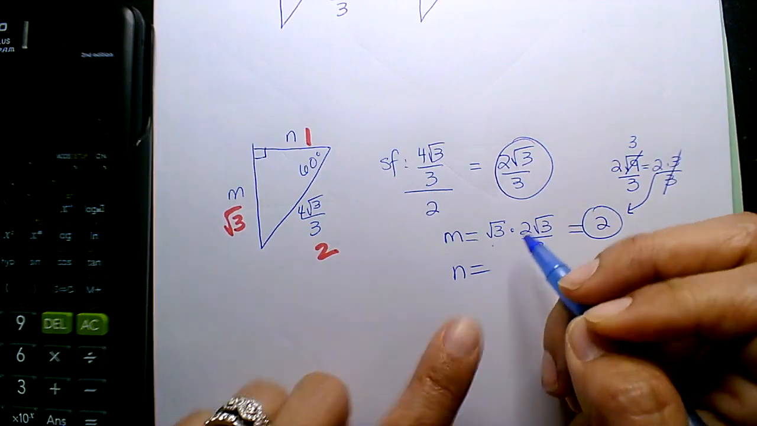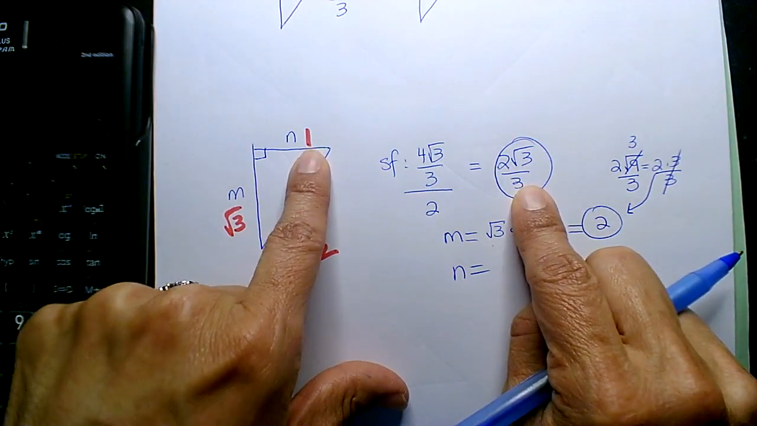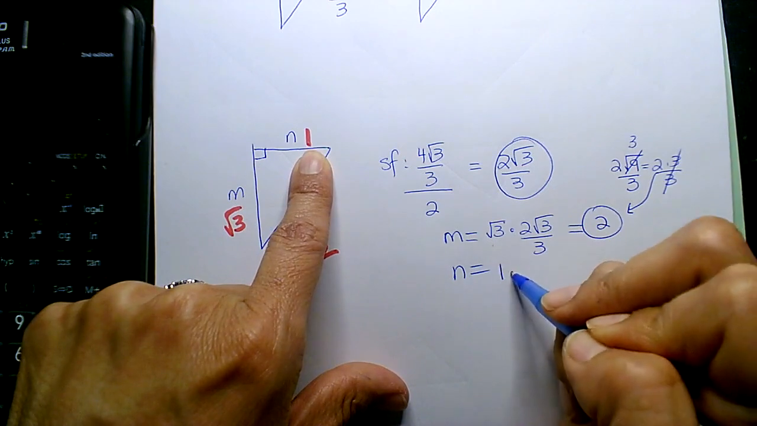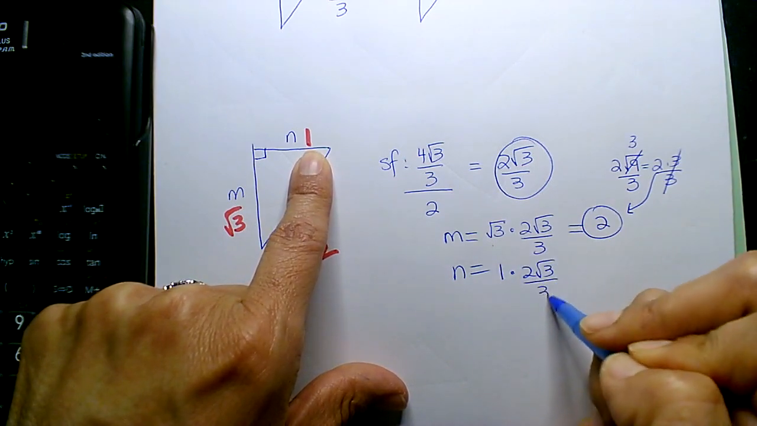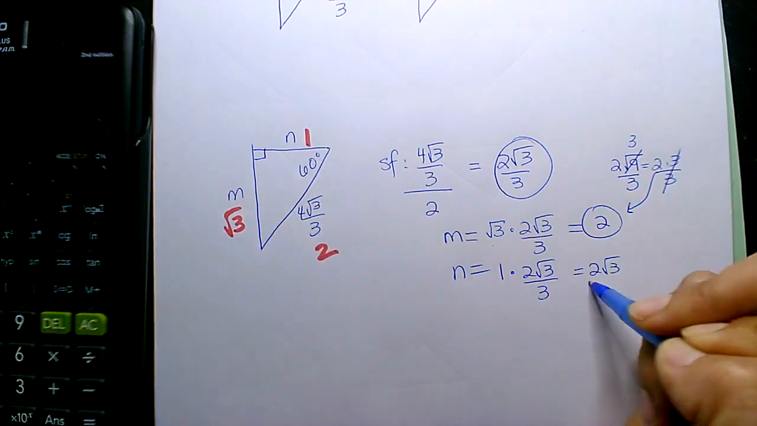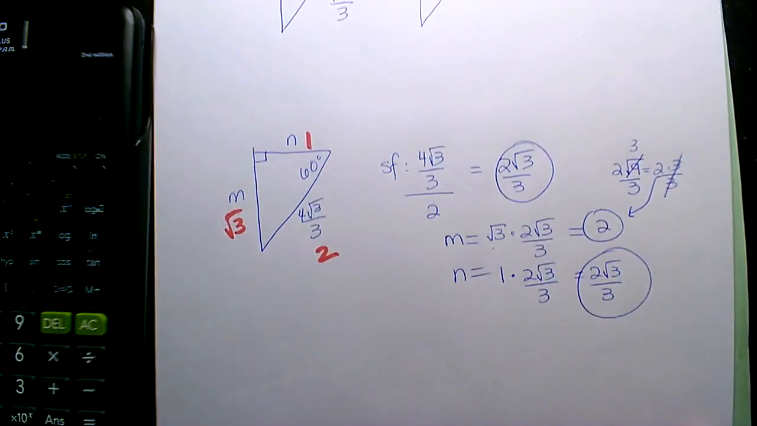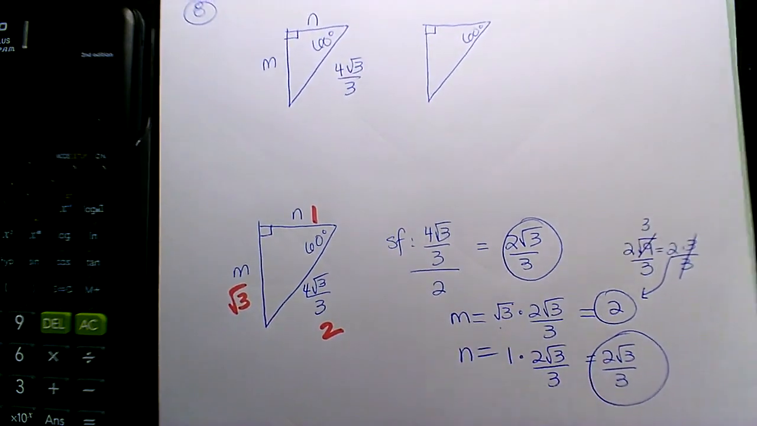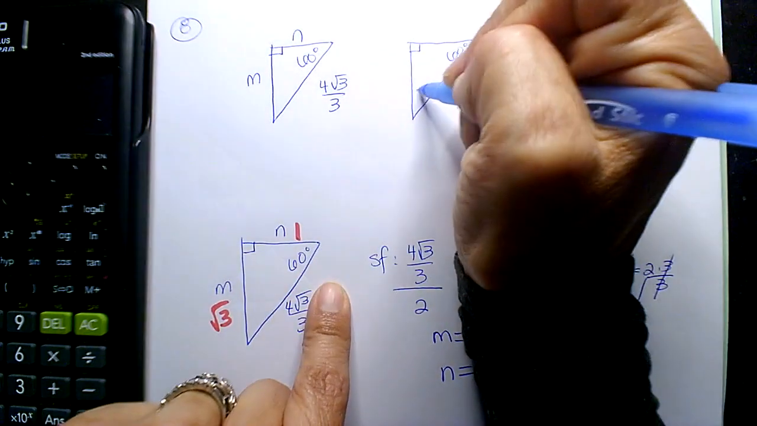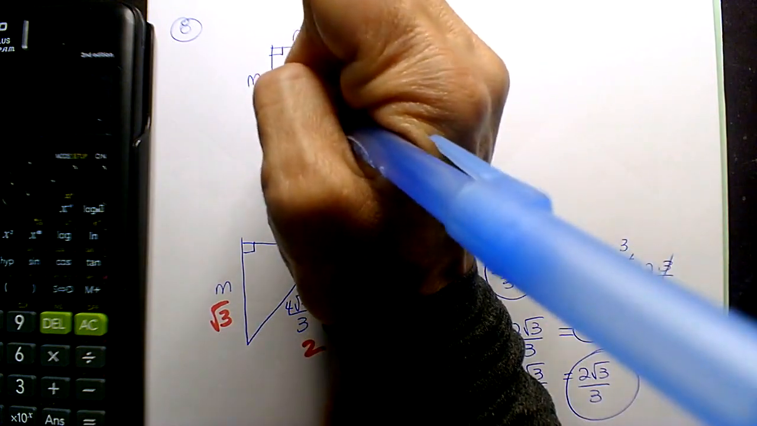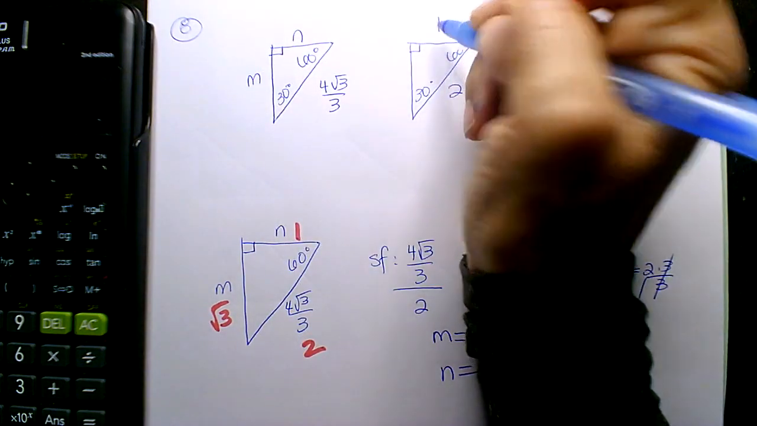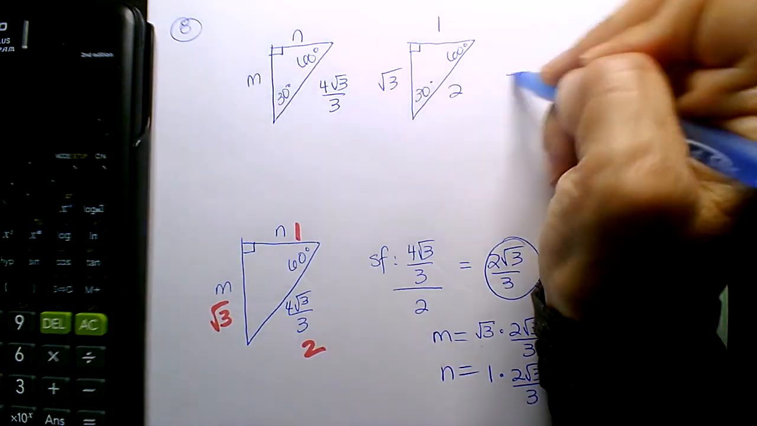All right, what is n? 1. So what is 1 times 2 rad 3 over 3? Right, perfect. 2 rad 3 over 3. So go slow. All right, let me do colors. So this is 30. This is 30. Okay, 2. 60 goes into 91. So this is rad 3.